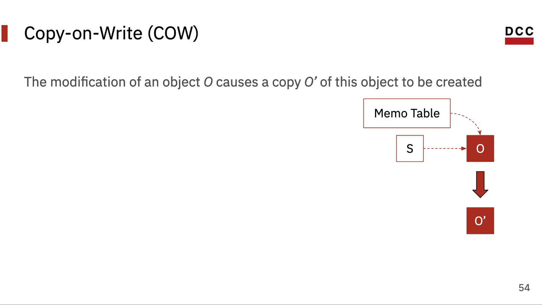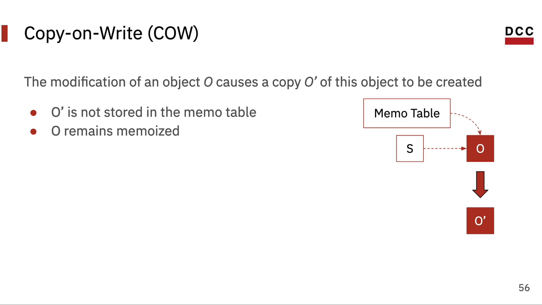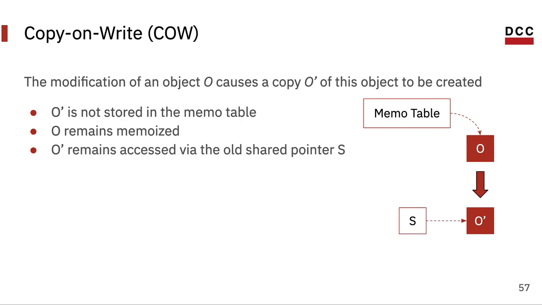So any modification of a memoized object will cause the creation of a copy of this object. This new copy is not stored in the memoization table. The object itself, its representation in memory, remains memoized. The modified object is the data that's stored outside the memoization table. Notice that the modified object is still accessed through the same shared pointer. In other words, we don't have to update references, only shared pointers. This is all implemented in Hash's runtime engine.